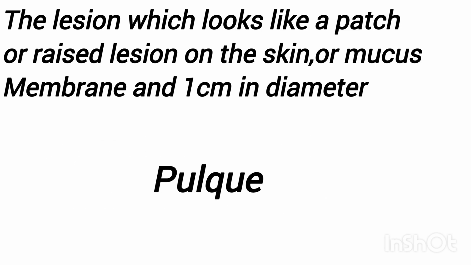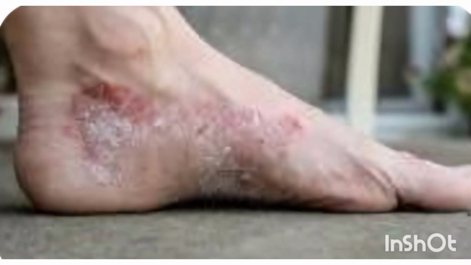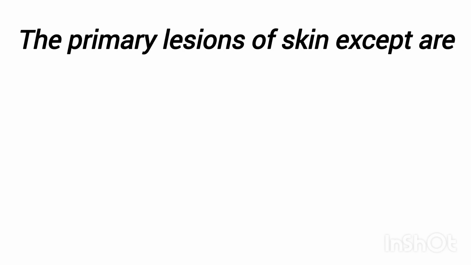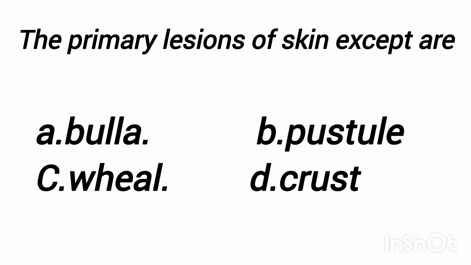And papule is the example of psoriasis and it is a primary lesion. The picture of the psoriasis on leg. And the next question is the primary lesions of skin except. The options they have given are bulla, pustule, wheal, crust. Can you guess the answer?